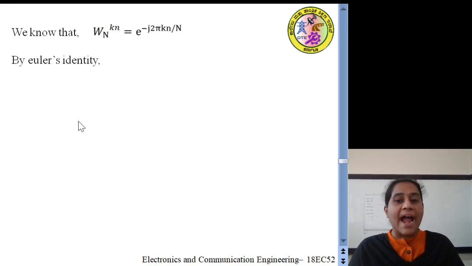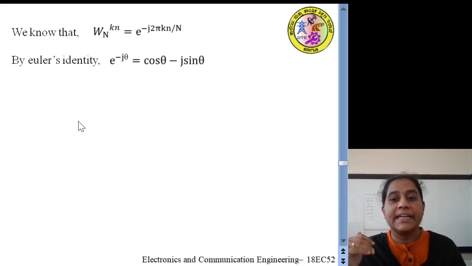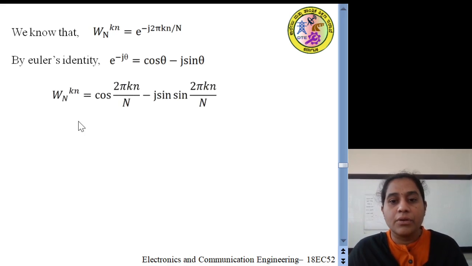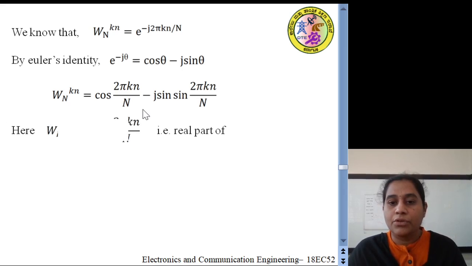By Euler's identity, that is exponential raised to the power of minus j theta, e power minus j theta, is equal to cos theta minus j sin theta. So if we substitute this, what we obtain for Wn raised power of kn is equal to cos of 2 pi kn by n minus j sin of 2 pi kn by n.